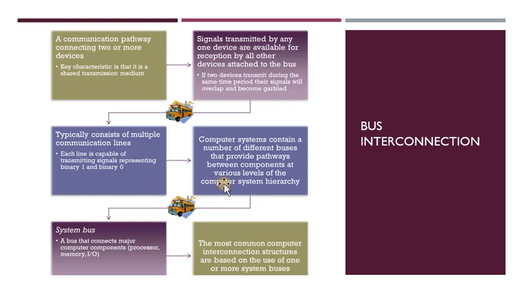Computer systems contain a number of different buses that provide pathways between components at various levels of the computer system hierarchy. A bus that connects major computer components, for example, processor, memory, and input-output, is also known as a system bus. The most common computer interconnection structures are based on the use of one or more system buses.